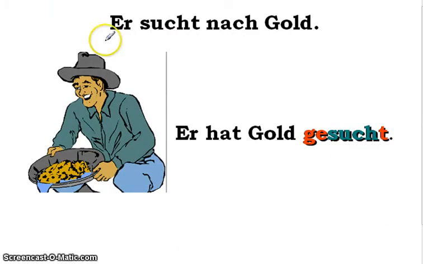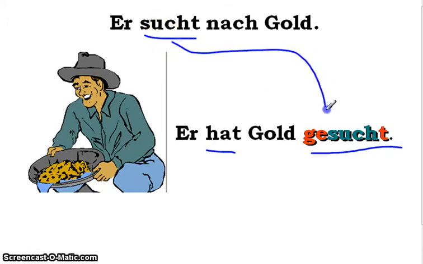Zum Beispiel, sucht nach Gold. He searches or seeks gold. So that's present tense. Present perfect or conversational past, hat Gold gesucht. So sucht becomes gesucht. The helping verb, haben, is conjugated, and the past participle of the main verb is put at the end of the sentence.